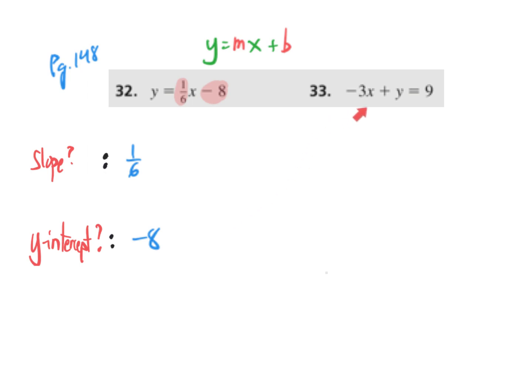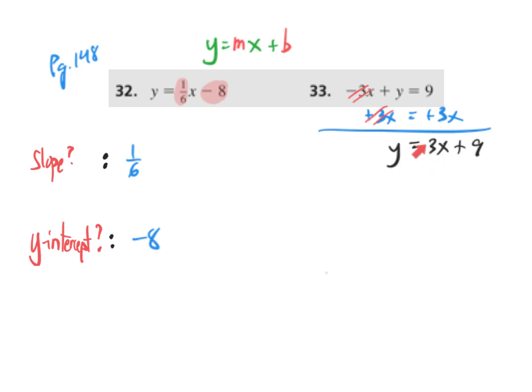What about for number 33? Well, there's two different ways we could think about number 33. We might want to write it in this form, where y is by itself. So to get y by itself, we could get rid of this plus a -3x. And when we do that, on the left side of the equation, -3x and 3x is 0, so we're left with just y equals. And then on the right side, we have 9 plus 3x, or 3x plus 9.